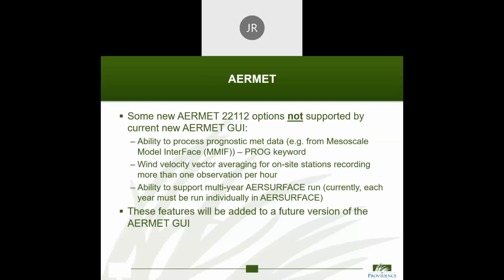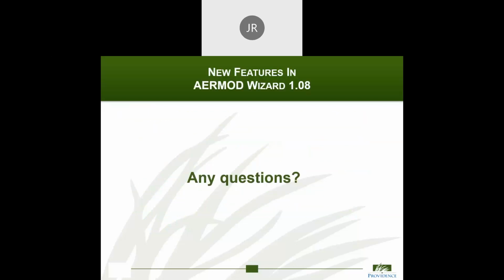The new version does not include wind velocity vector averaging for an on-site station which records more than 1 observation per hour, and does not have the ability to support multi-year AERSURFACE runs. Currently, you've got to run each year individually in AERSURFACE to add to your processing. The good news is that these features will be added to a future version of our AERMET GUI. So all is going to be totally compatible with the AERMET 22.112 before too long.